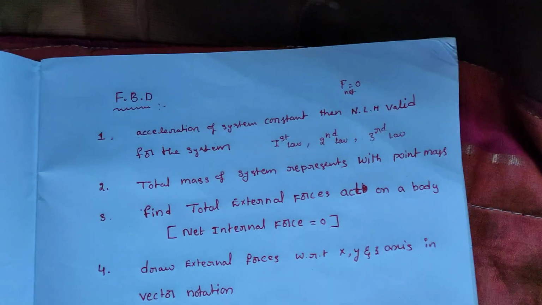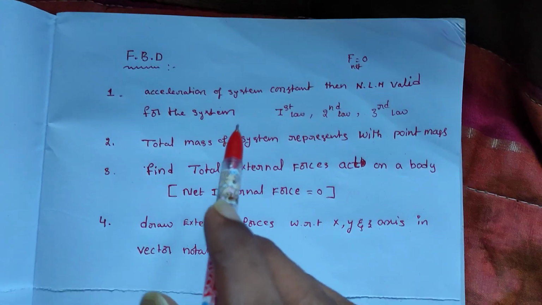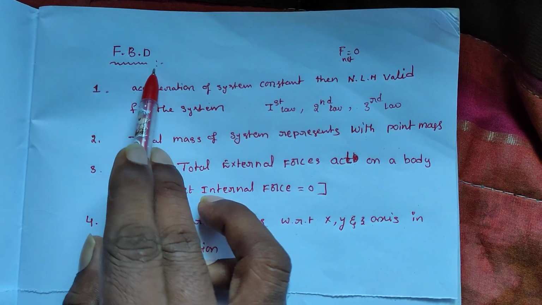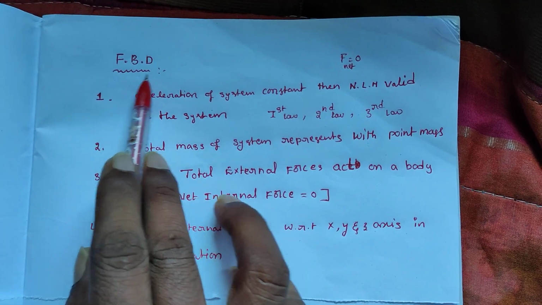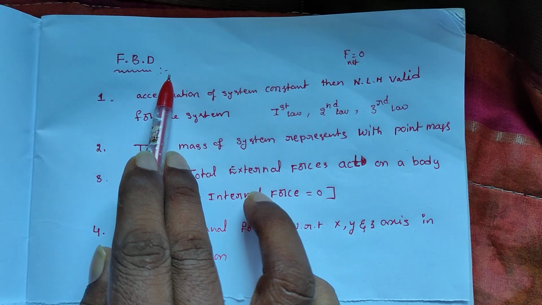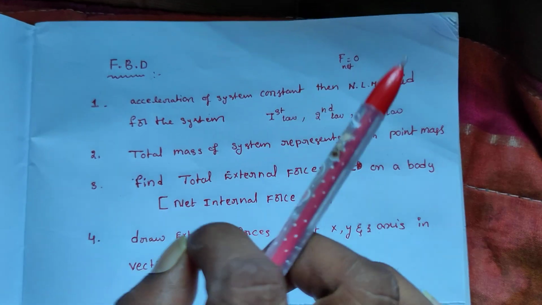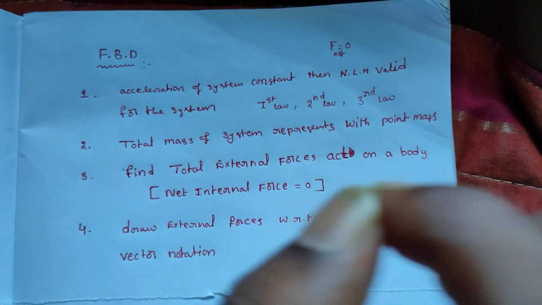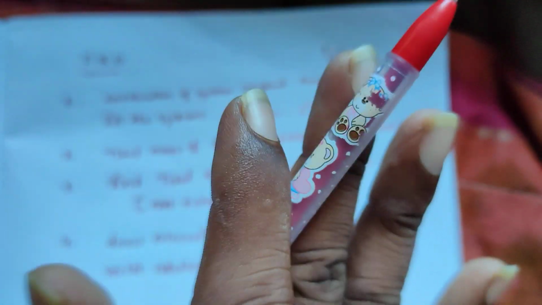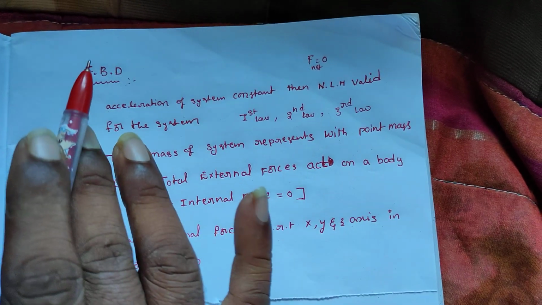Free body diagram. First, we have to identify the short form of free body diagram, FBD. What is the use of a free body diagram? A free body diagram is used to explain higher order thinking problems with high techniques, and it is used to find the net force acting on a body.